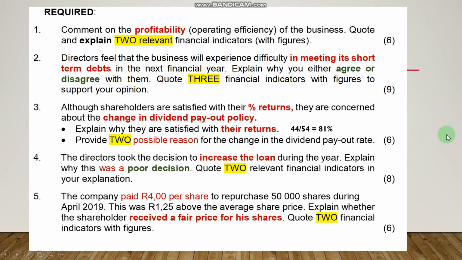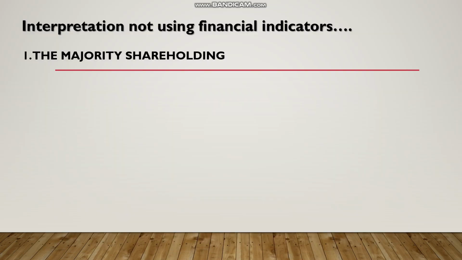Okay, so this is just an example. You need to practice many like this, and just stick to the strategy, stick to your understanding of what each category is telling you, and then you cannot go wrong. Interpretation, that is not using financial indicators.